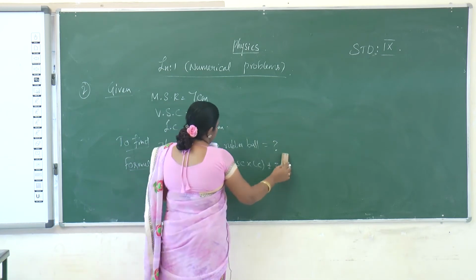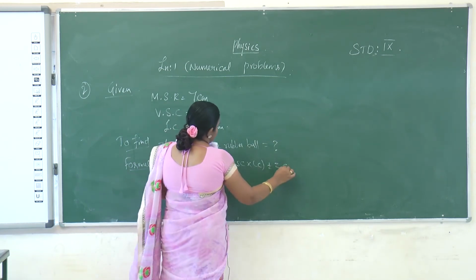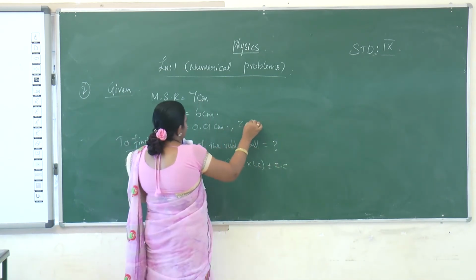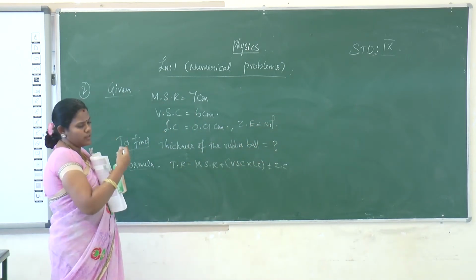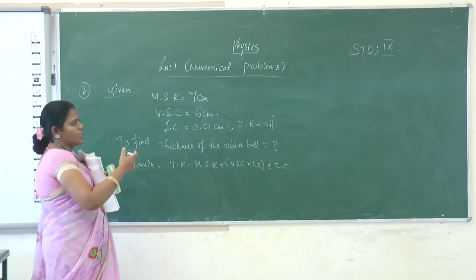In this question, is any zero correction given? No, so the zero error is nil. The instrument does not have any error, so the zero error is nil.